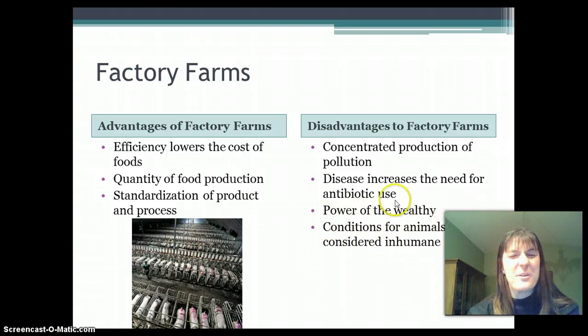If there's a lot of antibiotics in our food, there's some potential health risks with that as well. Then there's this idea of power of the wealthy. A lot of these things are managed by just a couple of organizations, and along with all this agriculture stuff, there's a lot of money that plays in with it, and a lot of factory farms benefit just a few people to the disadvantage of a lot. And then sometimes the conditions for animals in this type of situation may be considered inhumane. So again, there's some advantages and disadvantages to factory farming and the way that this is done.